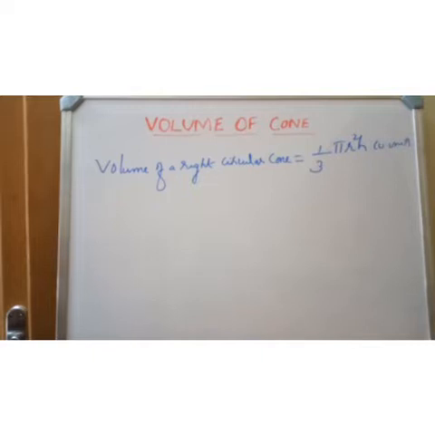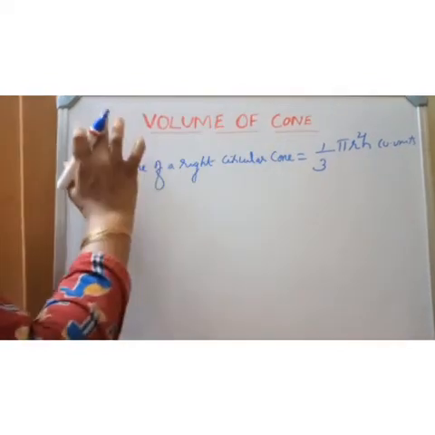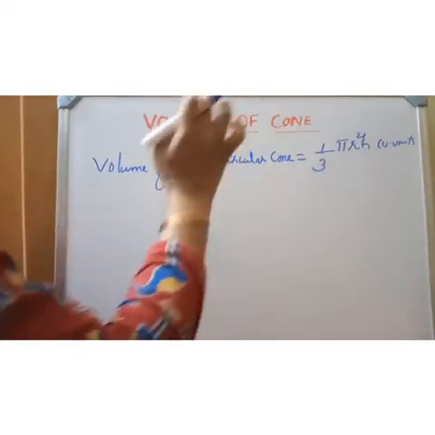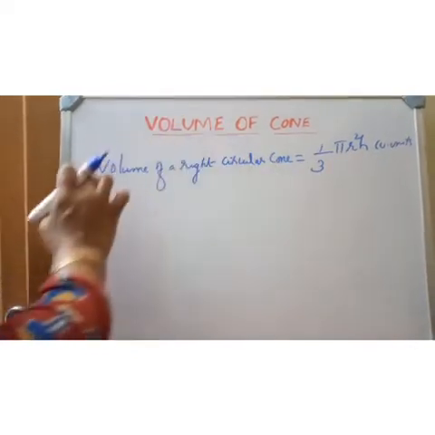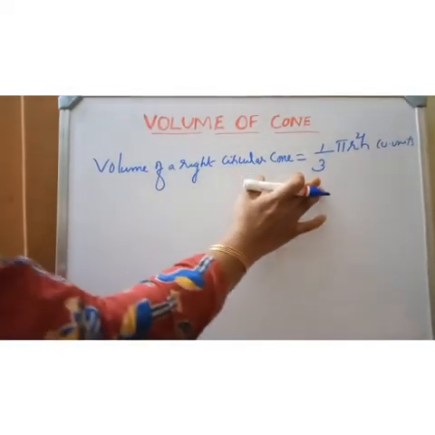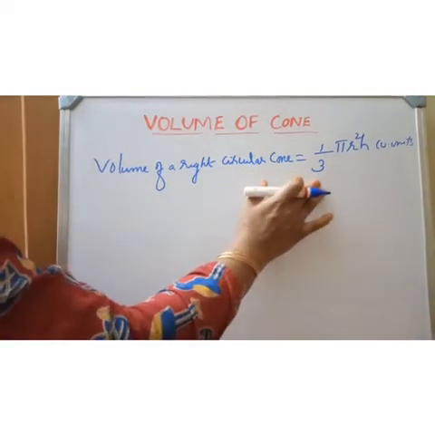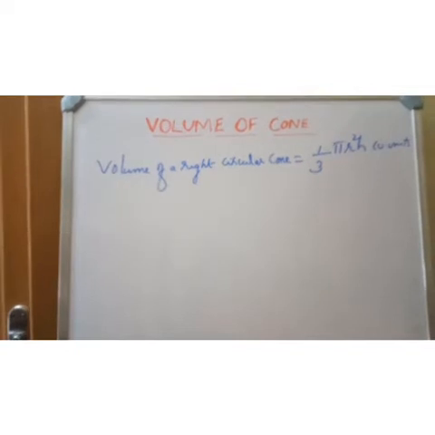Okay. So whatever you are learning, you must learn with understanding, children, because volume of cone and volume of cylinder with the same radius and height, some relations we are seeing. Based on those relations, application level questions can be asked. Okay. So this formula you have to learn by heart thoroughly. Volume of a right circular cone equal to 1 by 3 pi r square h cubic unit. Let us do the exercise sums.